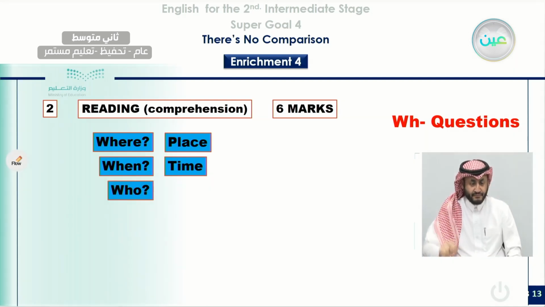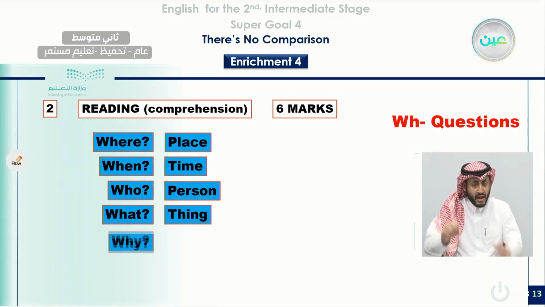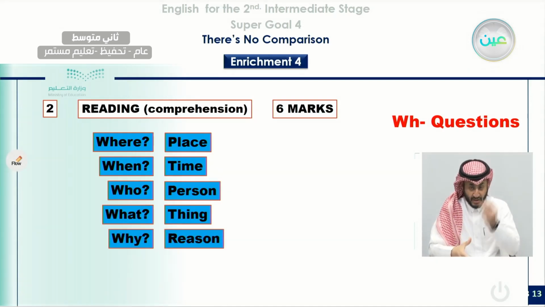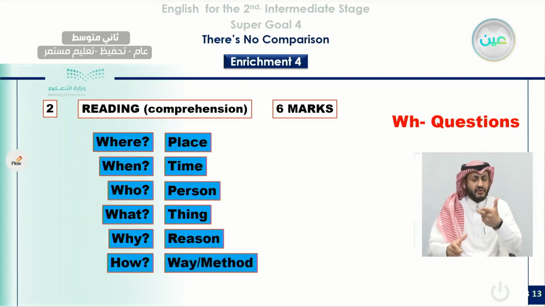When you read the question with who, you are going to look for a person. When you read a question about what, you need to look for a thing. Why, here the teacher wants to know the reason. Also how, you can answer about the way or the method of how things are done or how things are prepared and so on.